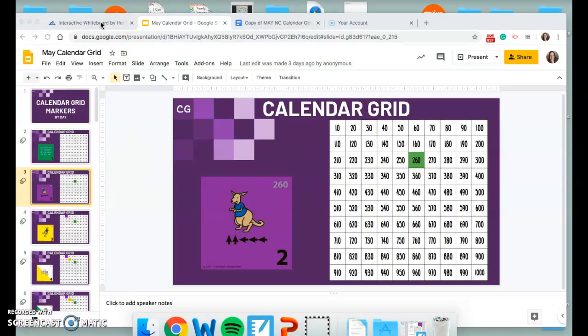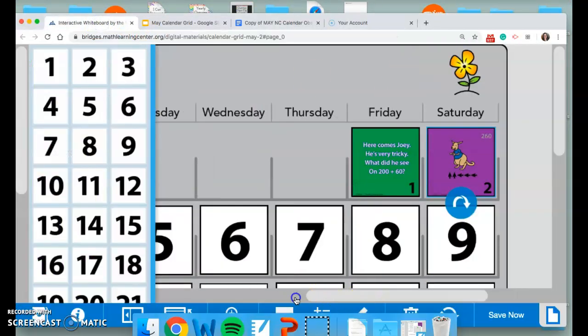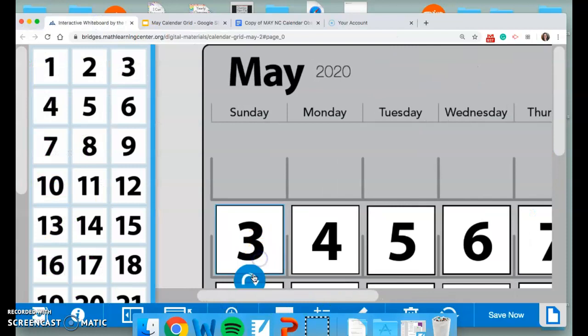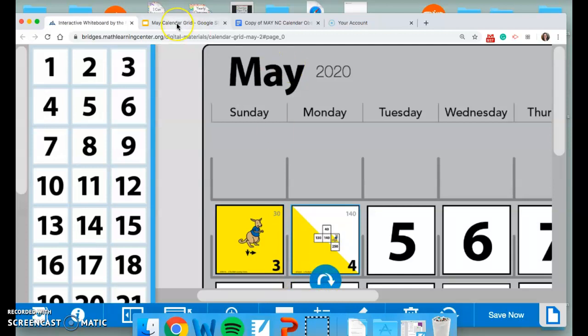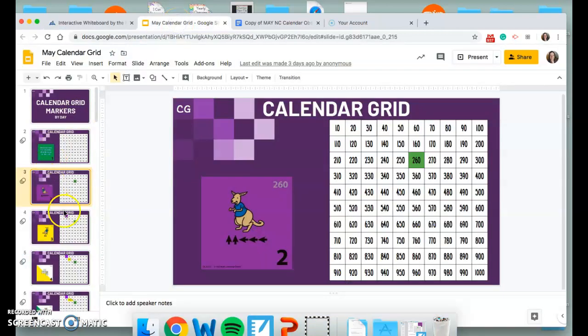And then we have 2 more days to catch up on. We have Sunday and today's card. So I'm just going to go ahead and flip both of those right now. So we're going to take a look at both at the same time. Let's go back to our presentation and look at card 3 a little more closely.